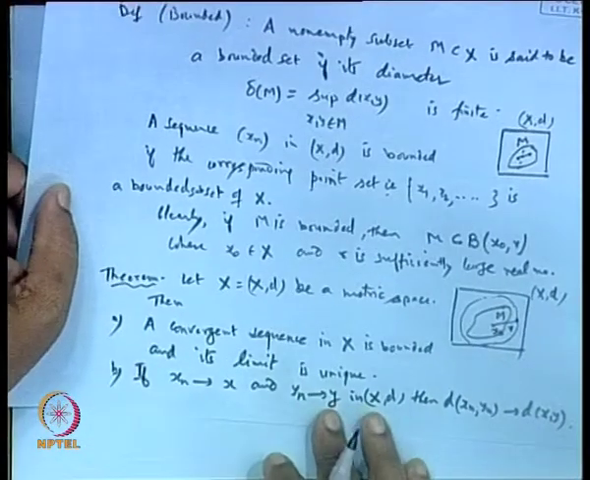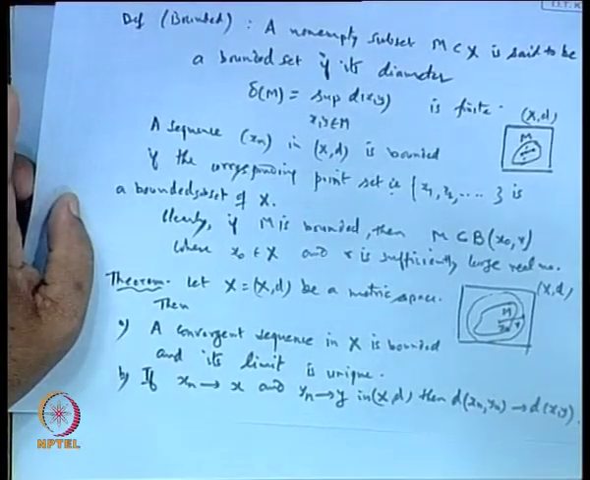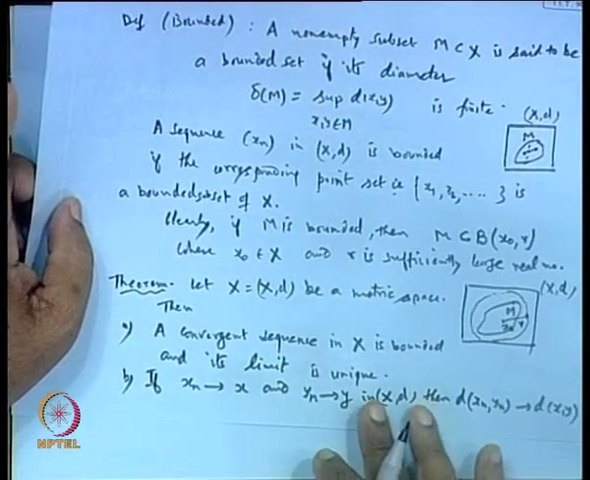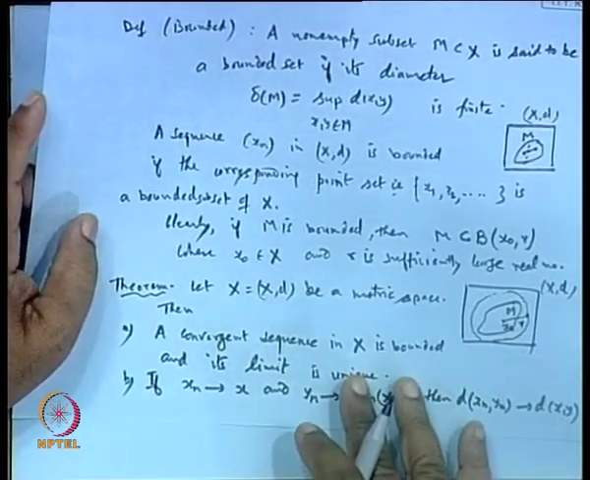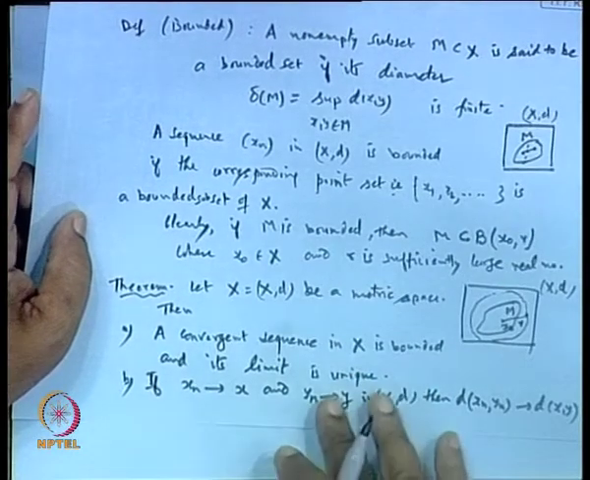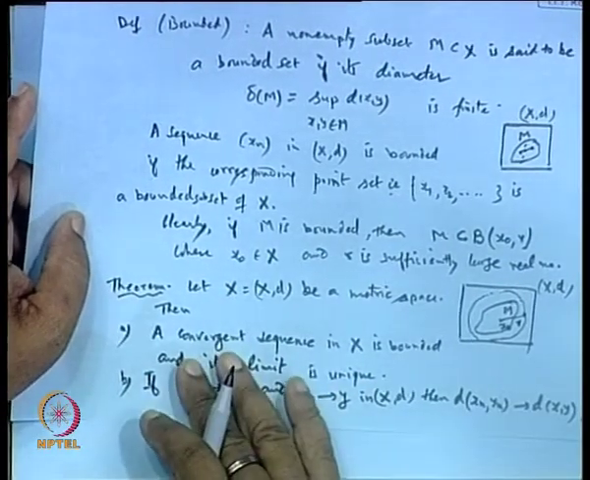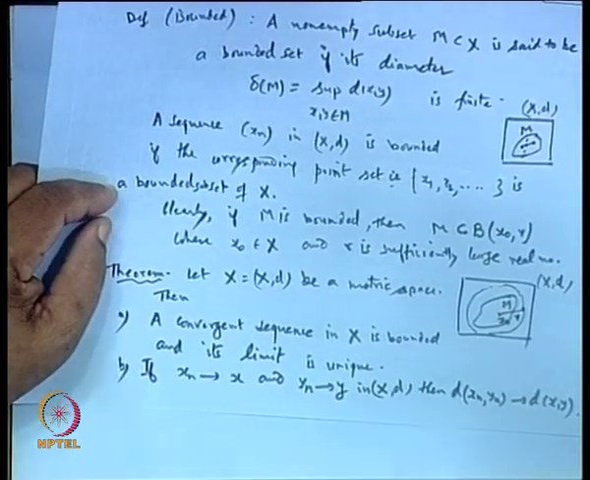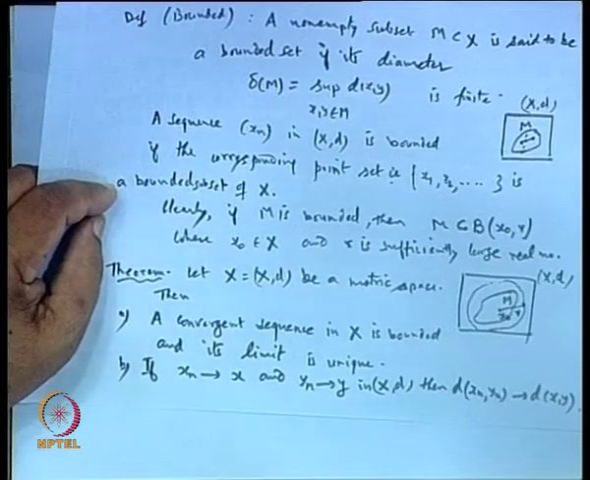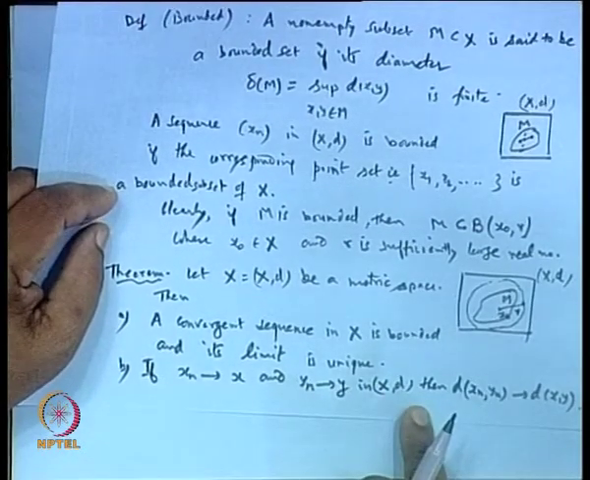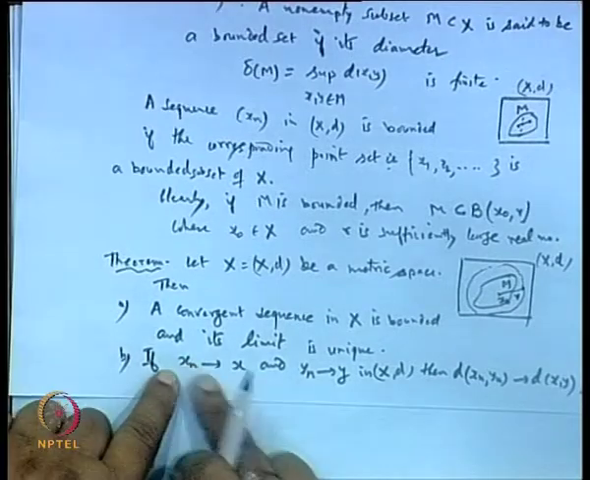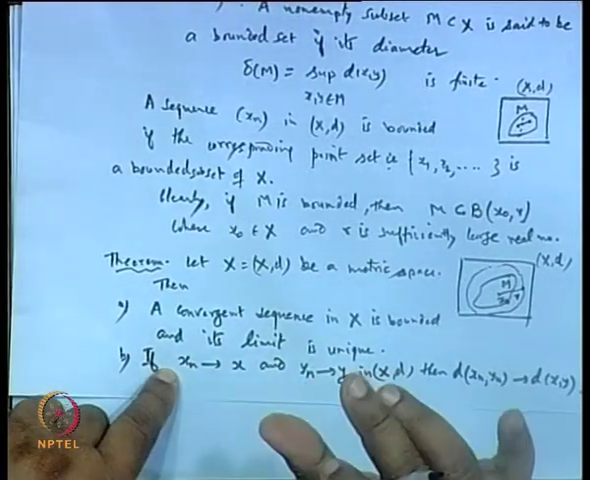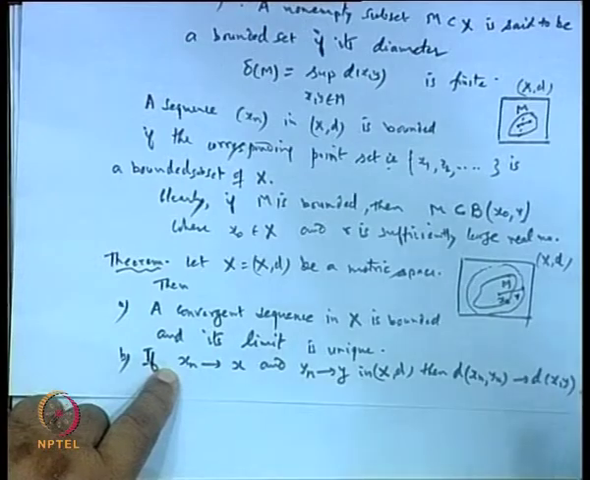So basically, what this result says is that every convergent sequence is a bounded sequence. We are not talking about the converse part. The converse is not true always. In general, a bounded sequence need not always be convergent. The second part says, if there are two sequences which go to the limits x and y, then if I take x_n and y_n and find the distances, that distance will also go to the distance between x and y. So, let us see the proof of this.